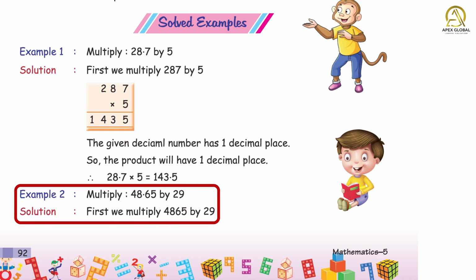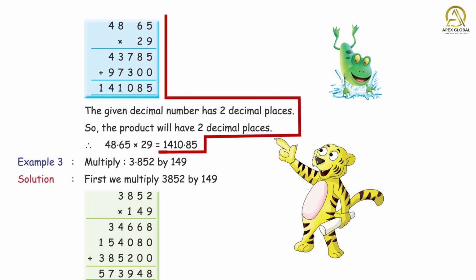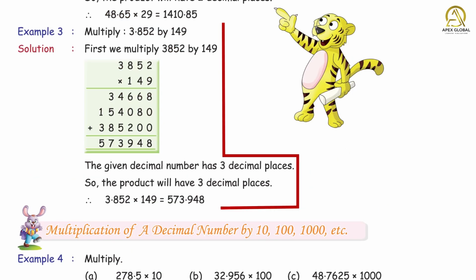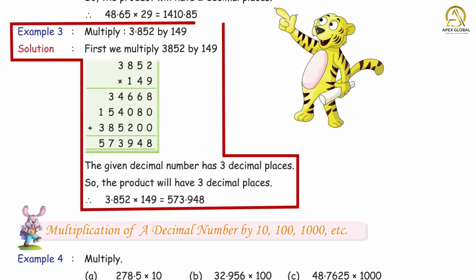Example 2. Multiply 48.65 by 29. Solution. First we multiply 4865 by 29. The given decimal number has two decimal places, so the product will have two decimal places. 48.65 into 29 is equals to 1410.85. Example 3. Multiply 3.852 by 149.